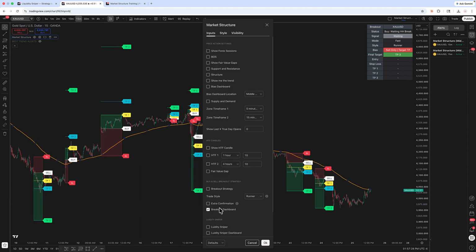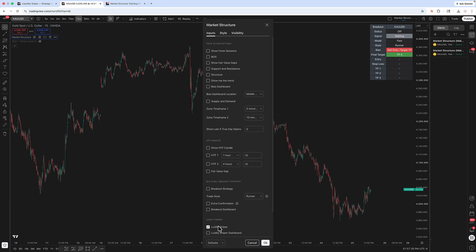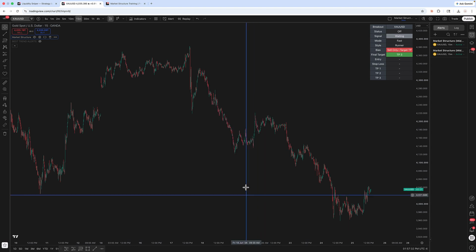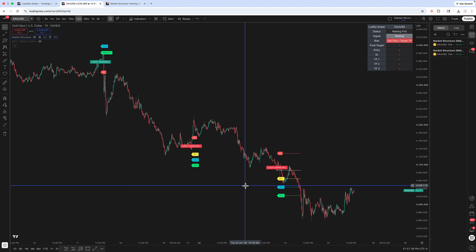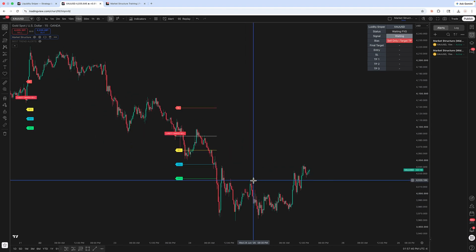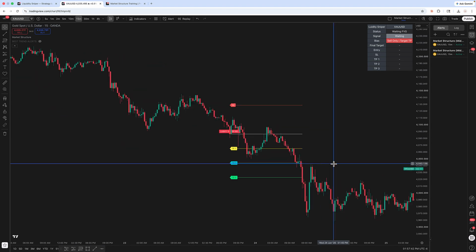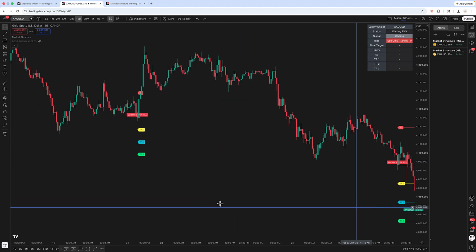Now, we also have one called the Liquidity Sniper. And this one is very, very accurate. If not as accurate, it's pretty much close. I'm not sure which one's more accurate. Some people are going to like this one. Some people are going to like the breakout. And this just uses pure liquidity to look for some dope trades. You can see it hit TP3 like it was nothing.